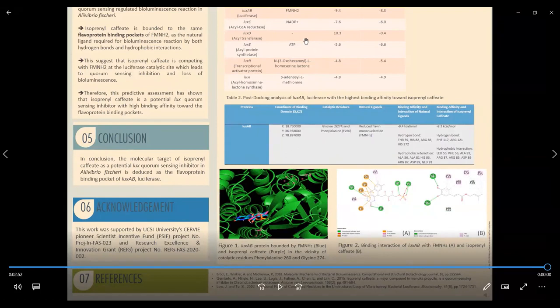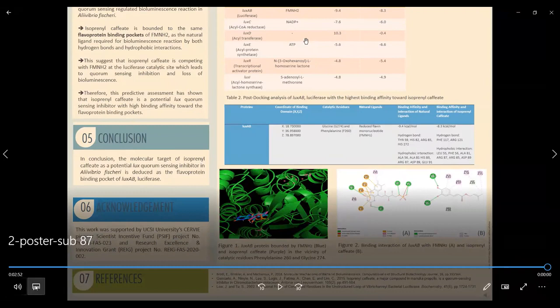Yes, actually, in our previous study from our research team, we also used molecular docking to predict the molecular target of isoprene cafe on the quorum sensing mechanism of Chromobacterium violaceum that produces violacein. So isoprene cafe actually also reduced the violacein production that is controlled by the quorum sensing mechanism. They also found that isoprene cafe bound to the binding site of the natural ligand, which is also a FAD binding pocket. So it's the same type as my result, the flavin binding pocket.